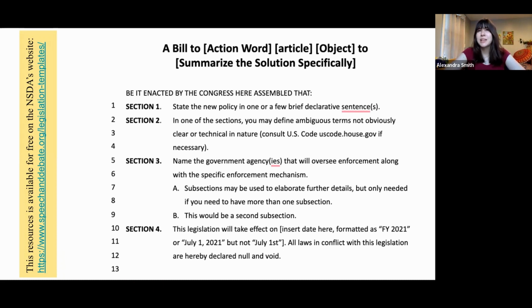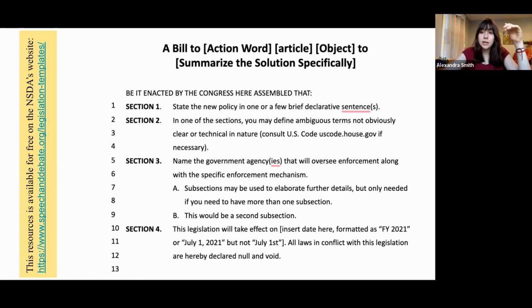So NSDA has a whole bunch of templates available for you in Google Doc form, Word doc form, I think Pages, and you just use them. And you should be using the NSDA templates for every piece of legislation that you write. If you format legislation incorrectly, it can be really, really difficult to read and to understand what it is that you're trying to enforce, because every section has a purpose.